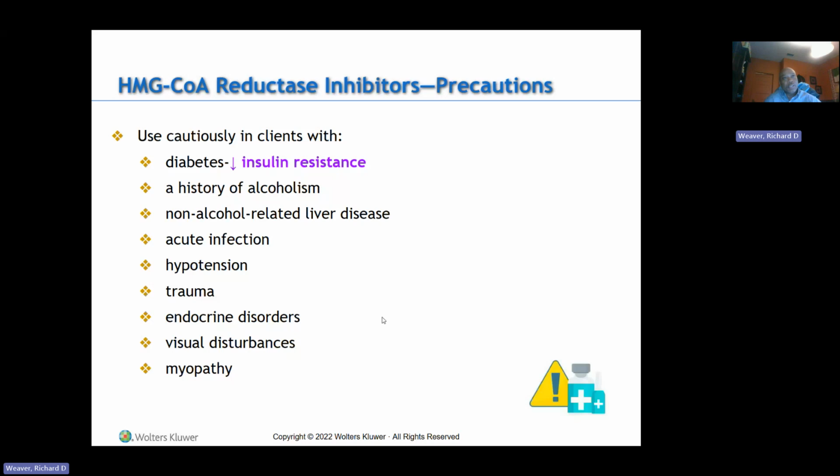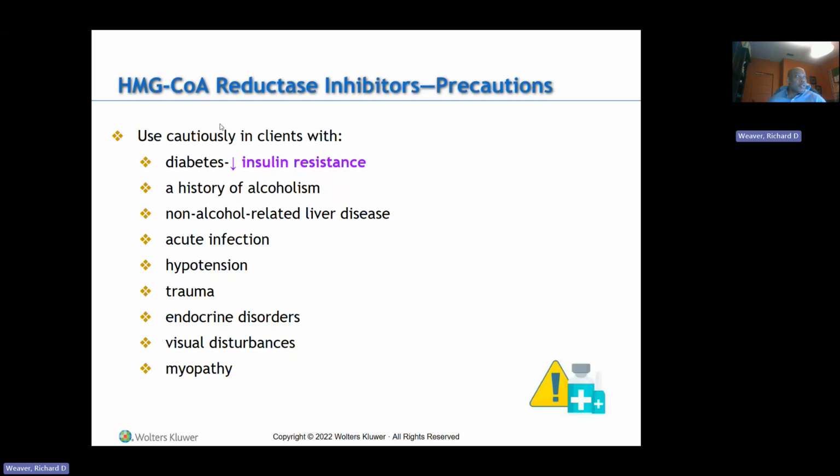Remember, if somebody has hypotension, then they are not perfusing their organs and tissues, and especially if you're not perfusing your liver. Remember, the liver does a lot of the work here, and so if you have a patient with hypotension, it can potentially cause some pretty significant problems because the liver won't work very well if it's not being perfused very well. Also use cautiously in trauma patients, those with endocrine disorders, visual disturbances, as well as myopathy.